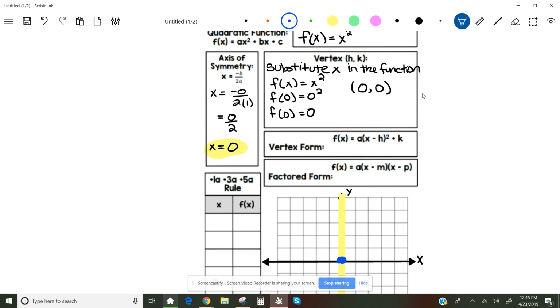And so from there, we're going to rewrite our equation technically in vertex form. So we're going to use f of x, and then we need to figure out what h and k are, because we already have a, because our a was given to us at the very beginning.